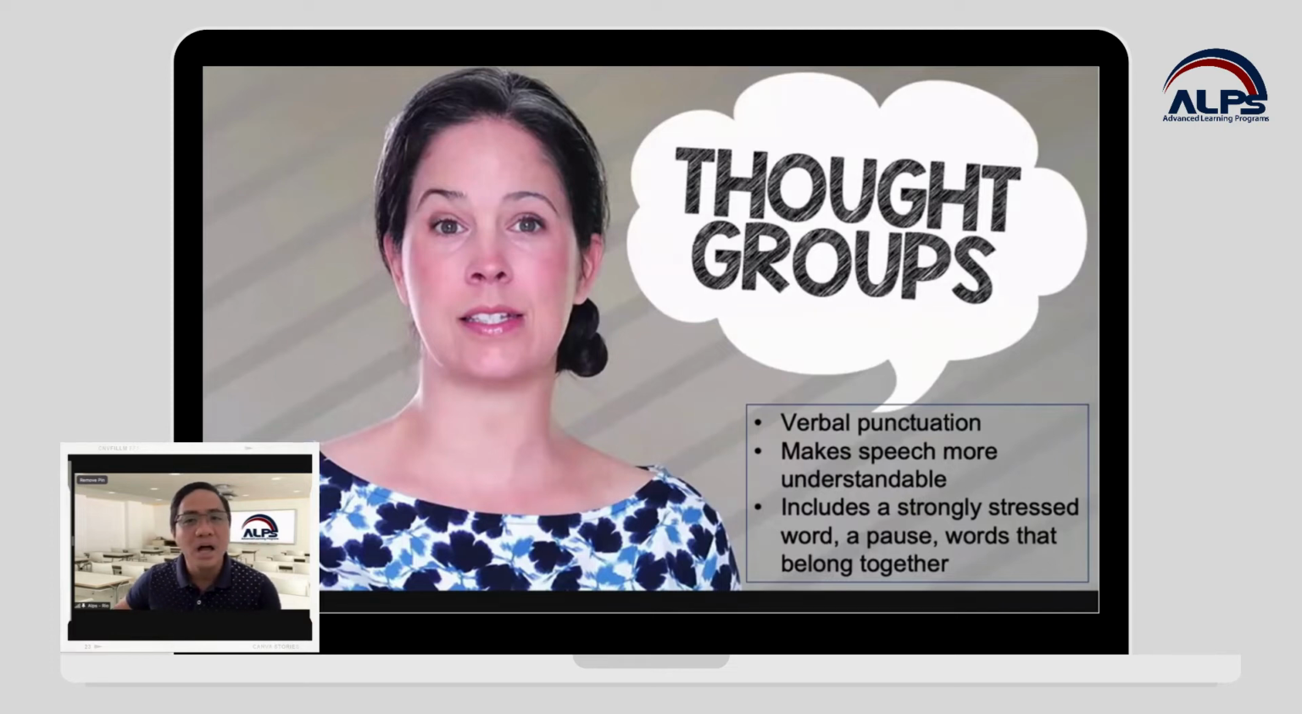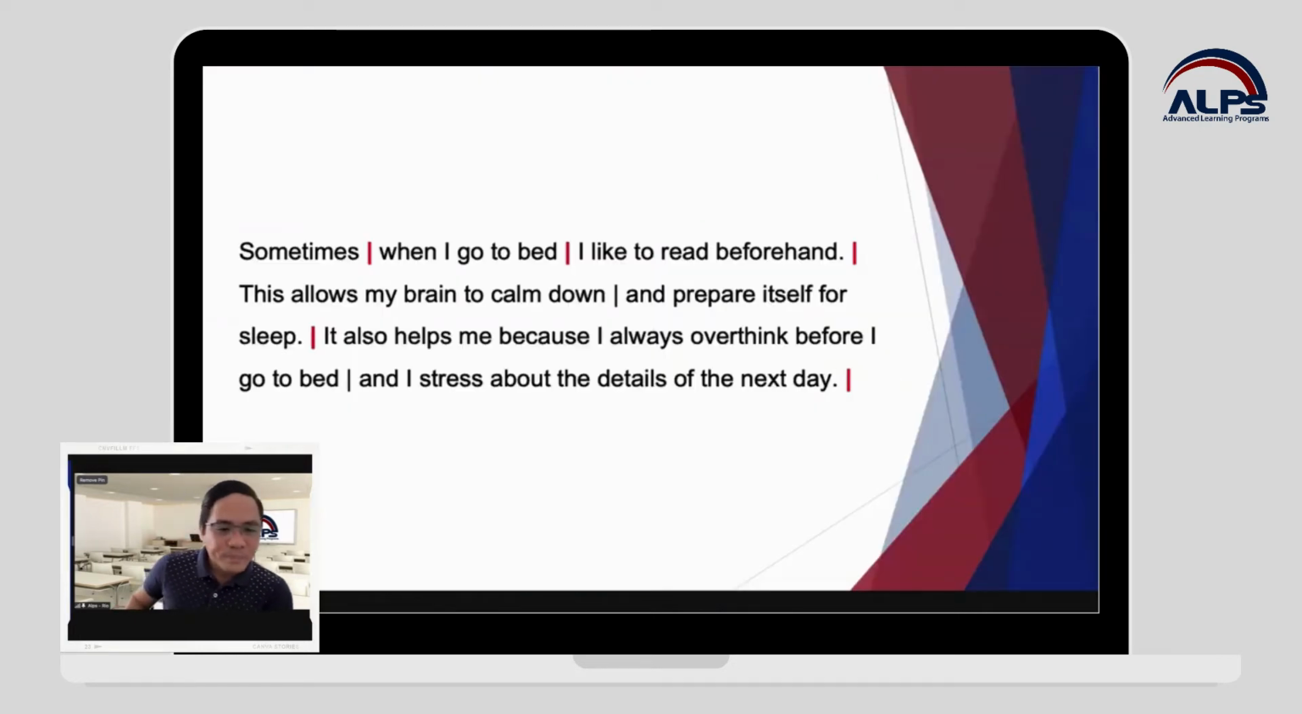This is an example of how you divide a paragraph or a sentence into thought groups. So, if I read it this way: sometimes when I go to bed, I like to read beforehand. This allows my brain to calm down, and I prepare myself for sleep. It doesn't really make sense.